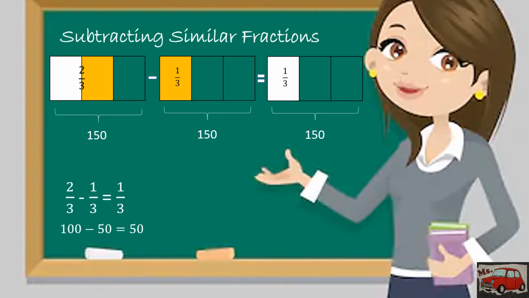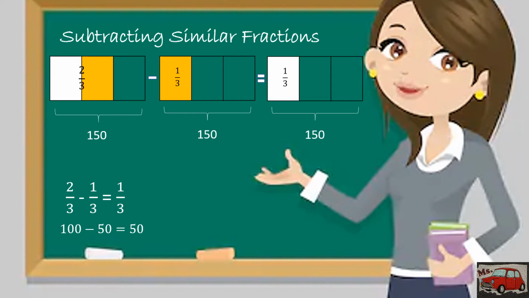Subtracting similar fractions. So here, we have 2/3 minus 1/3. So in short, dahil subtraction, magtatanggal tayo. So tatanggalin natin yung 1/3 from 2/3. So ang matitira na lang is 1/3. So if we want to solve that, ima-minus lang natin yung numerator nila. Okay? So 2 minus 1. So 1. So the answer is 1/3.